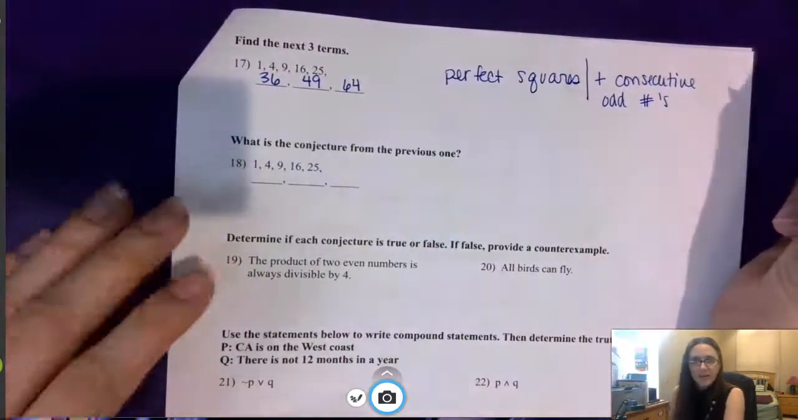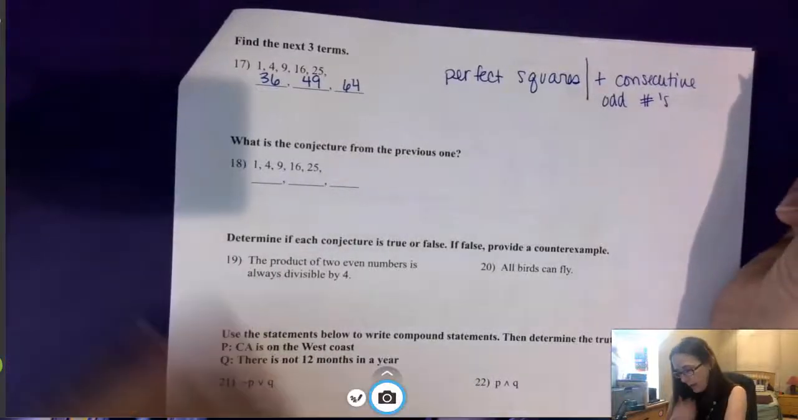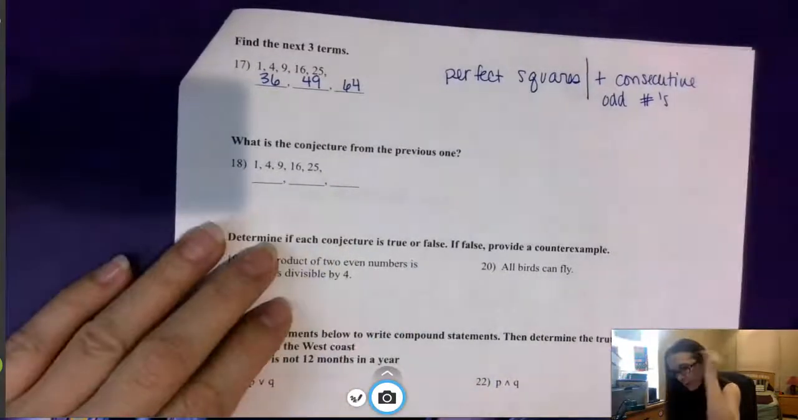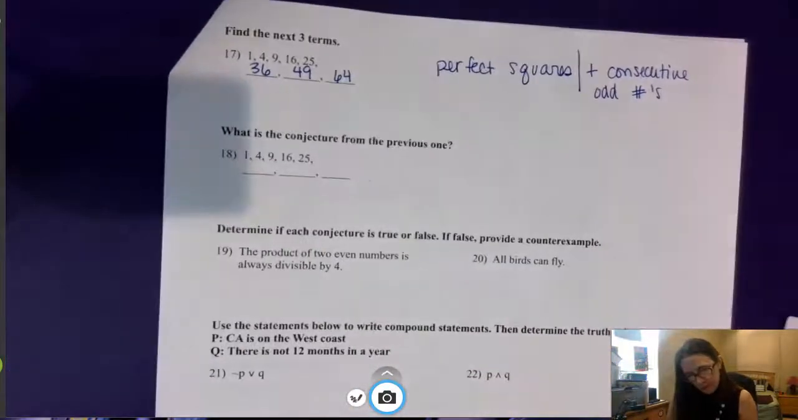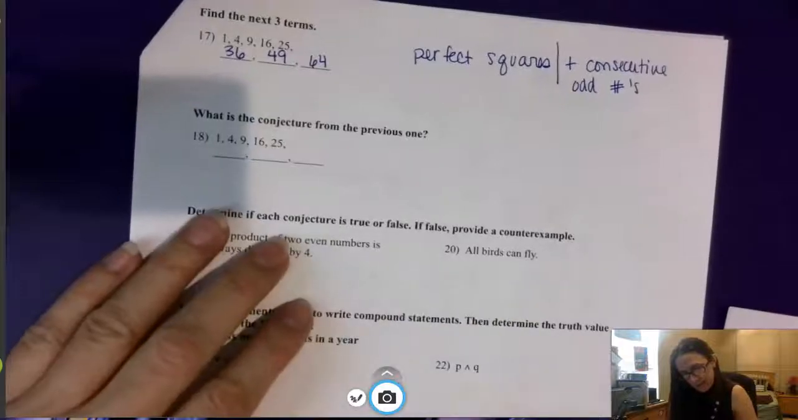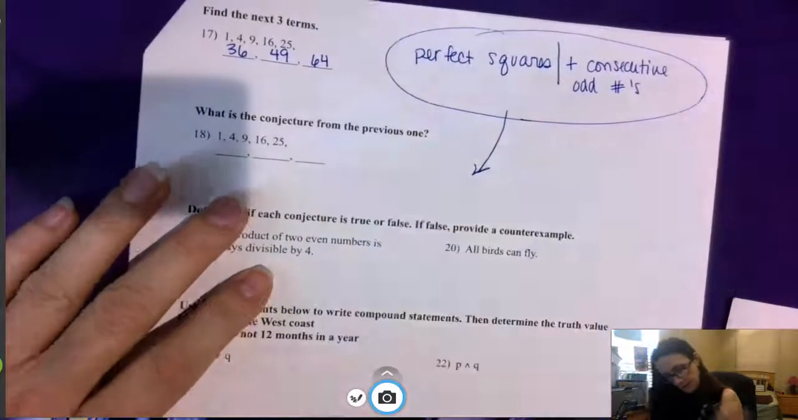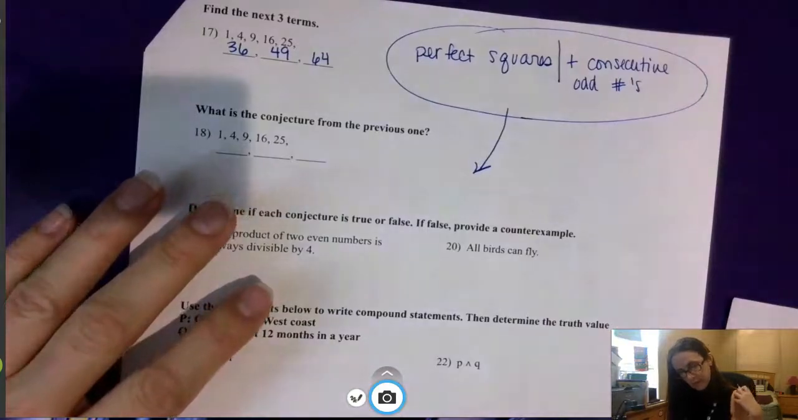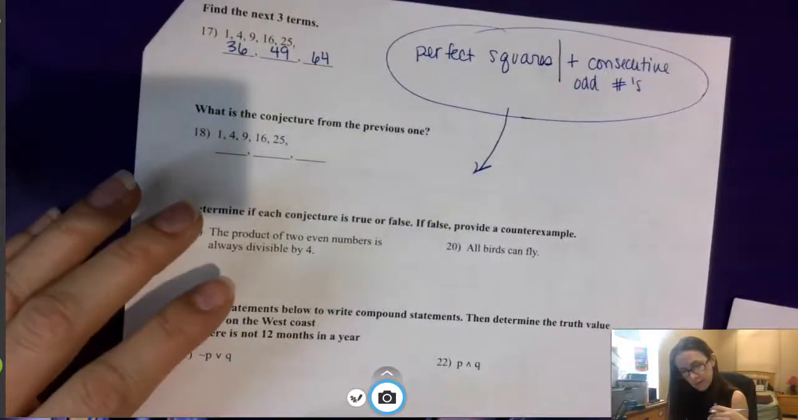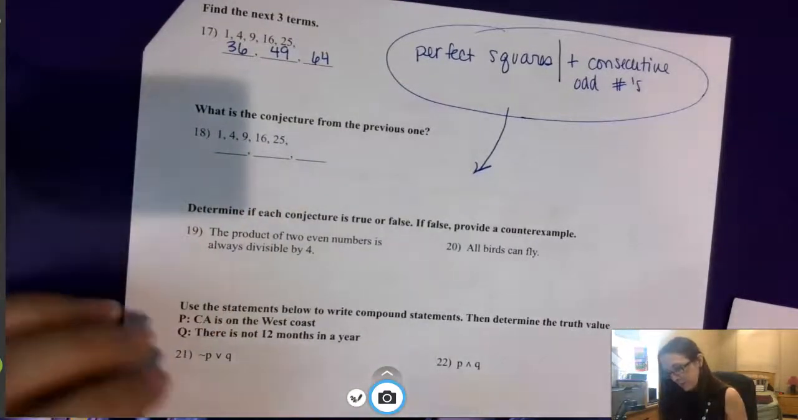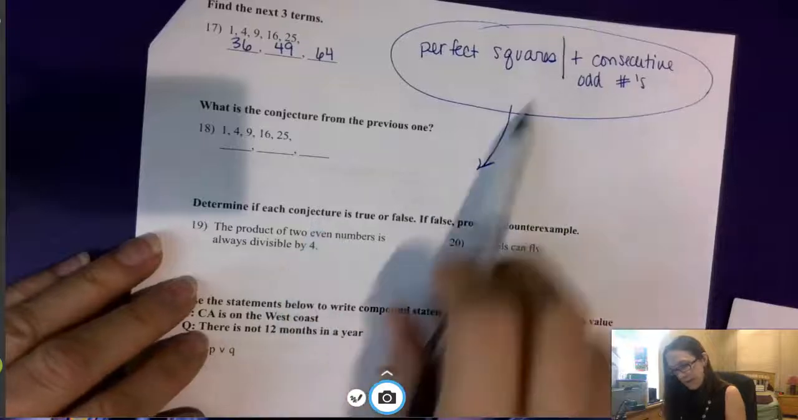That's another way you could look at it, but again, they're perfect squares. Okay, what is the conjecture from the previous one? So 16, oh, I basically answered this down here. Perfect numbers of perfect squares of consecutive numbers. Okay, so this was the answer here.